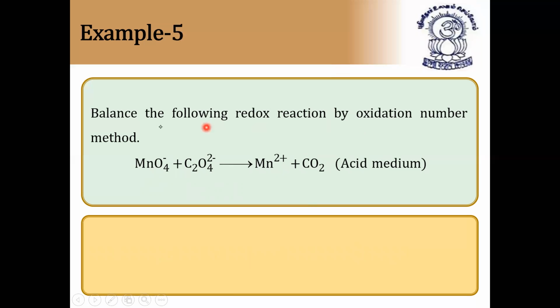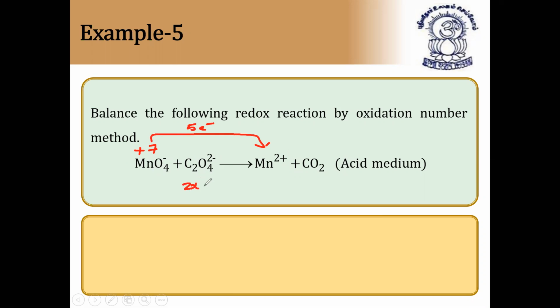Example 5. Balance the following redox reaction by the oxidation number method. Again they have given acidic medium. Simply, I'll give you a direct simple idea. This is plus 7, since we have already done this. This becomes plus 2. So the difference is 5 electrons, because 7 minus 2 is 5. And this is C2O4 2 minus, carbon.